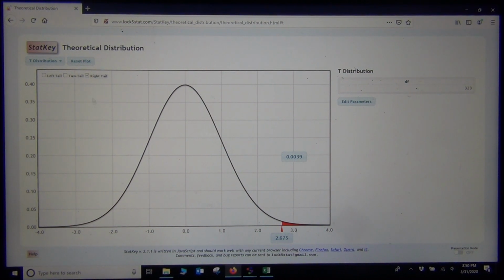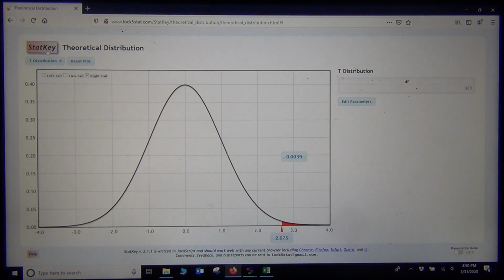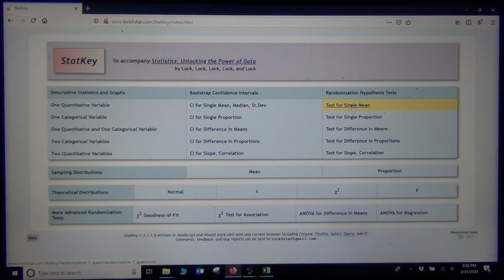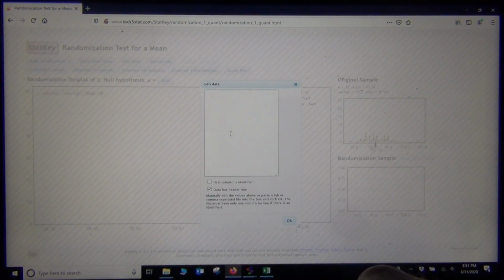Again, I could also do this with randomized simulation. I will need the raw data though. So here's my Excel spreadsheet, the fall 2015 survey data. There's the meals, how much they spend on meals. Again, I'll go back here and I'll go test for single mean under randomized hypothesis test. I'm going to go edit data, delete out the data that's in there, and paste in that meal data. This data, by the way, does not have an identifier. An identifier means you got a word next to every number, and this one doesn't. But it does have a title or a header row, so I'm going to click header row.